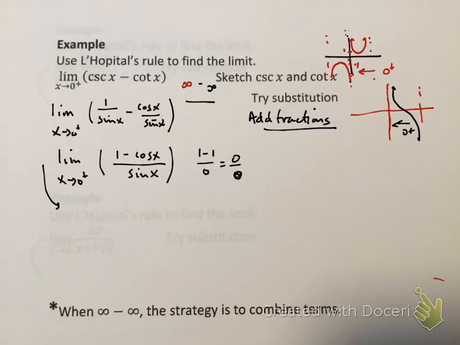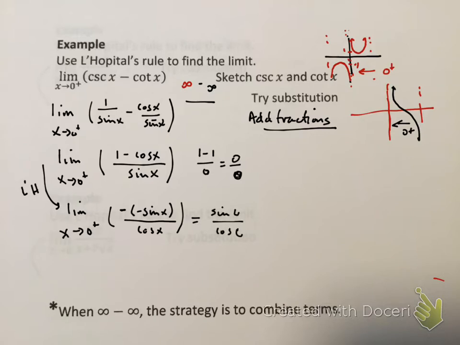So we're going to do our little arrow and apply L'Hopital's rule. And when I do that, the derivative of 1 is 0. I don't need to mess with that. The derivative of cosine is negative sine. And then the derivative of sine is going to be cosine. So if you look at the answer to this, this is going to be the sine of 0 over the cosine of 0, which is going to be a 0 over a 1, and your answer is going to be 0 for this thing.